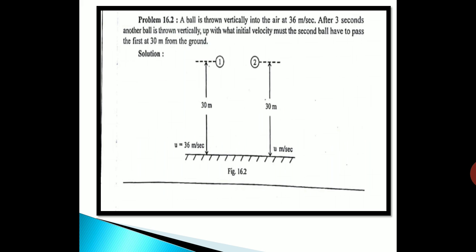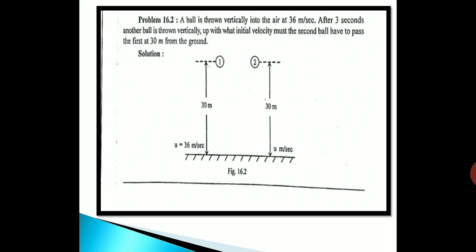So now let's start with the next example. In this example, it is given that a ball is thrown vertically into air at a velocity of 36 meter per second. After 3 seconds, another ball is thrown vertically up with an initial velocity such that the second ball has to pass the first ball from the ground at 30 meters.